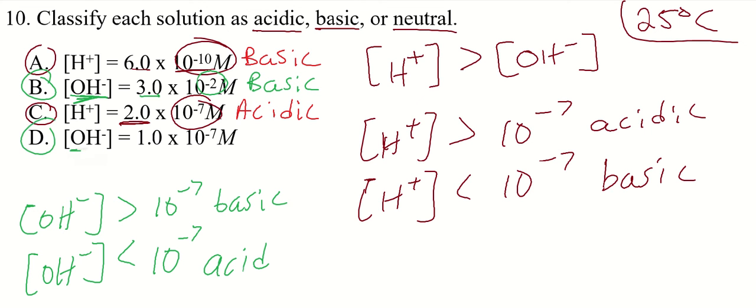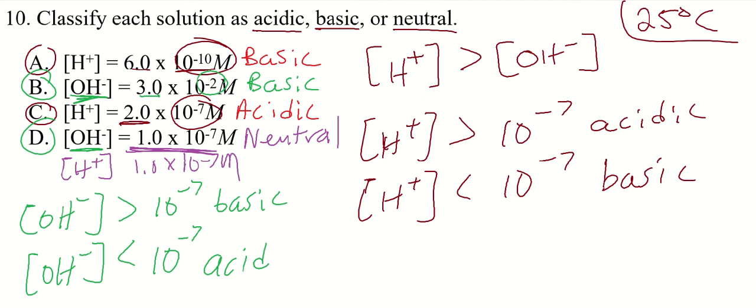Finally, it didn't matter whether this was the hydroxide ion concentration or the hydrogen ion concentration, because you can notice at 25 degrees Celsius, they're going to equal each other. And so that's going to be neutral. All right, so at 25 degrees Celsius, the concentration of H plus and the concentration of OH minus is 1 times 10 to the negative 7, or simply 10 to the negative 7 molar.